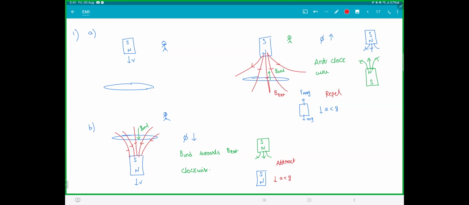Have a look at this. The repulsion part is important. So they can ask a question like that also. What will happen to the acceleration if you leave it in front of a conducting coil? It will be less than g. Any doubts on this page? Clear, Neil? Kartika?